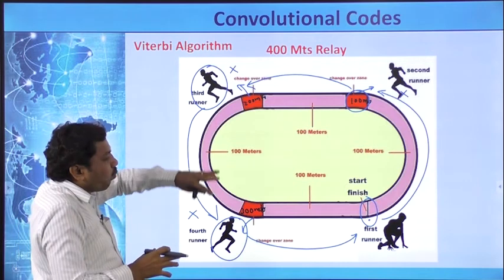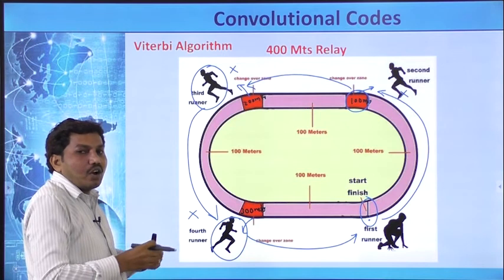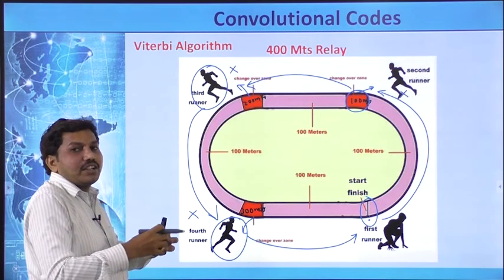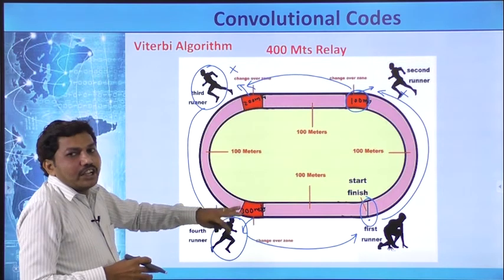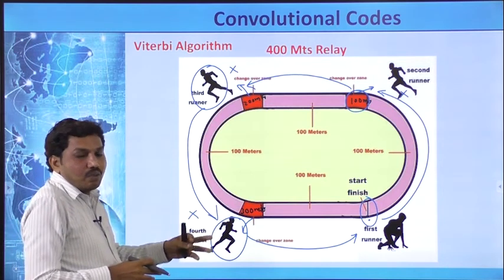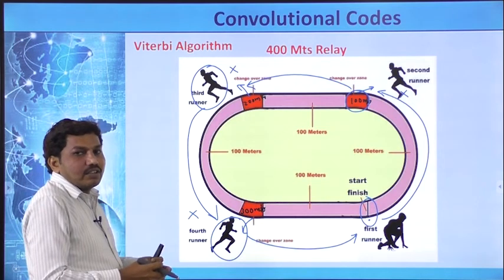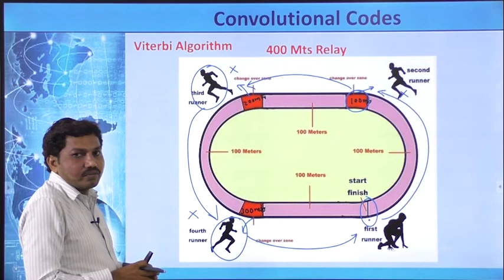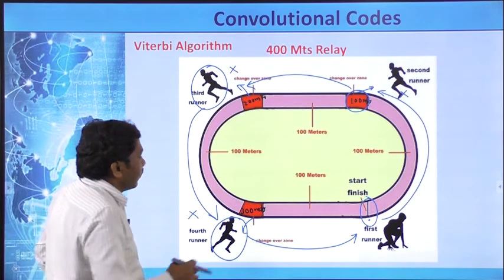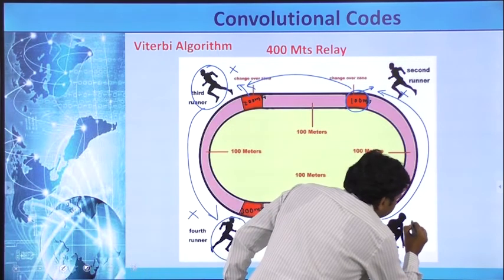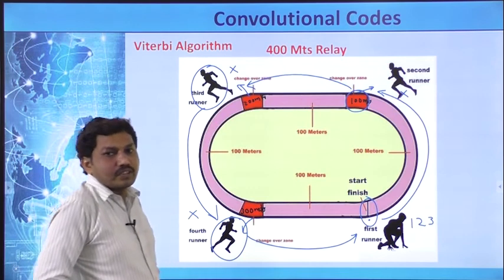If only one team completed the race, that team is the winner. How much time that team will take? If more than one team completed the race, which team takes less time to finish the race is the winner. For example, here I am considering 3 teams.